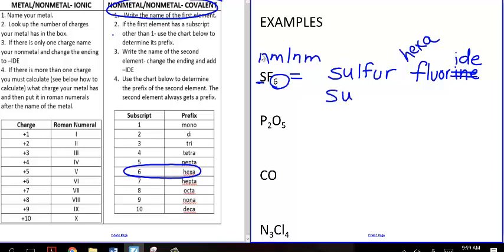I'm just going to rewrite that because it's kind of a mess. Sulfur hexafluoride.